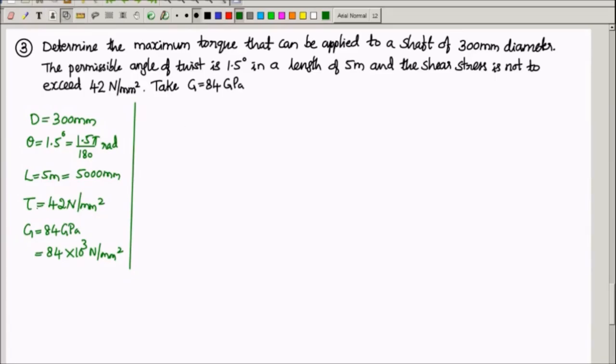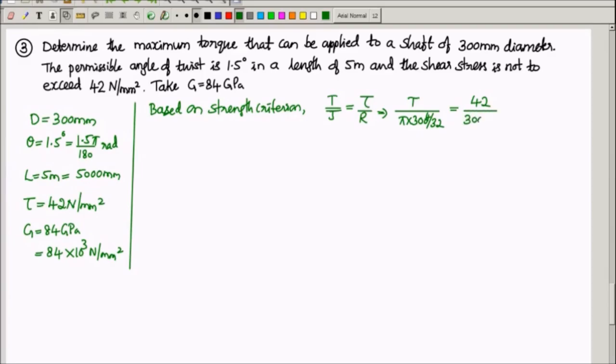Both tau and theta are given. So when tau and theta both are given as limiting values, you have to use both criteria. So let us use the strength criterion first. Based on the strength criterion, T by J is equal to tau by R. T is not known, we have to find out T. J is pi into 300 power 4 divided by 32, and tau is 42, divided by R, which is d by 2, so 300 by 2.